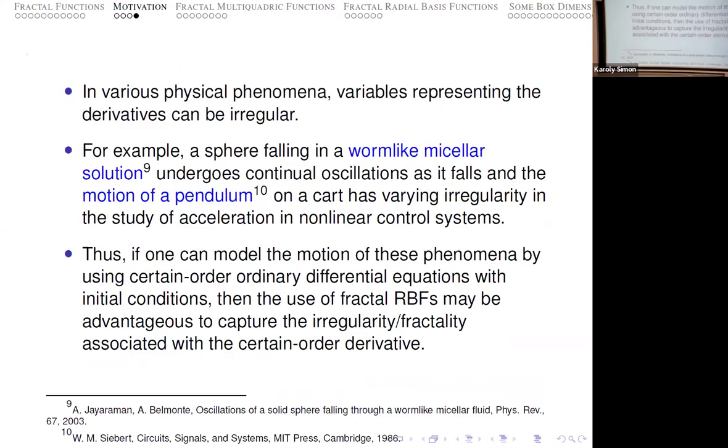So that's why we go for the fractal multiquadratic function or fractal radial basis function, because in a particular case of the radial basis function, you will find the fractal multiquadratic function. In different physical phenomena, the derivative of the function will be a fractal function. So if we are modeling certain problems where the derivative is irregular, then this fractal RBF may be useful.